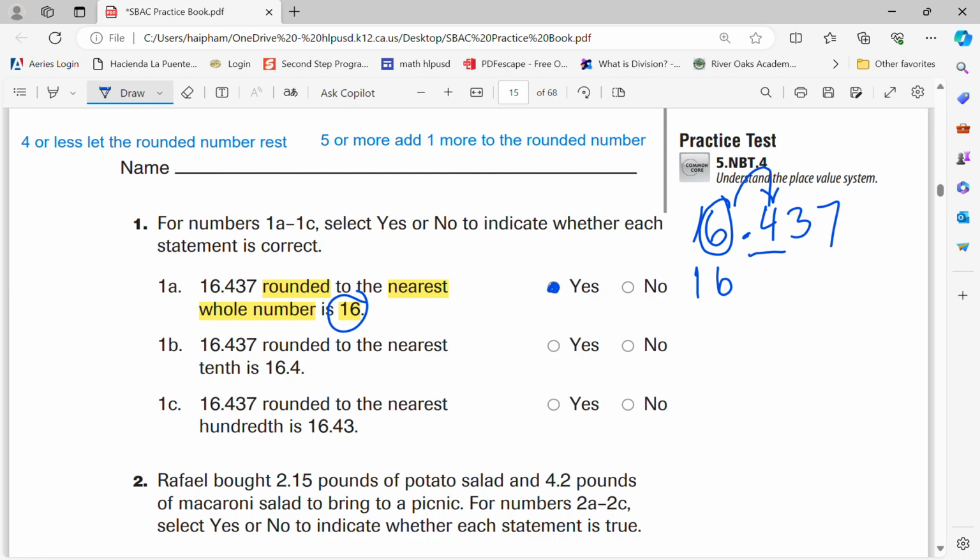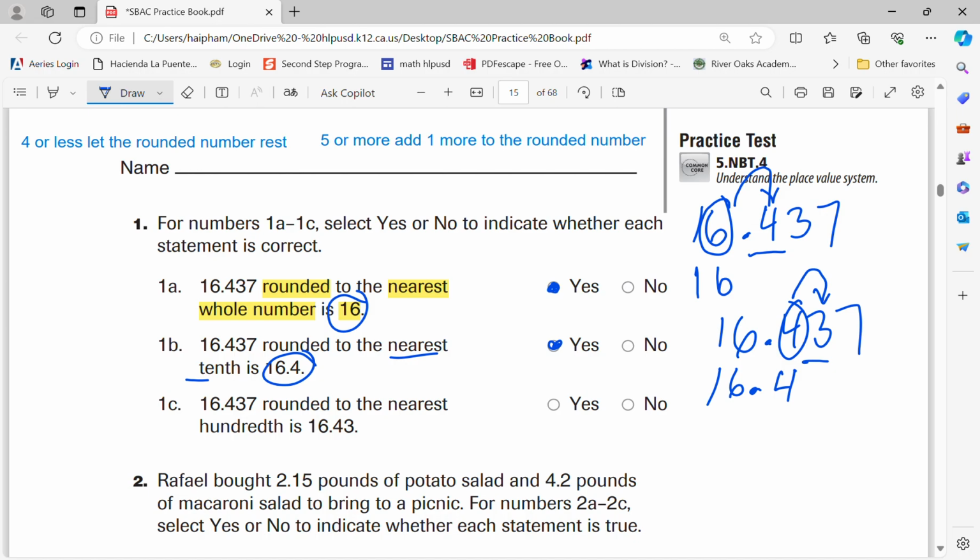The next statement says 16 and 437 thousandths rounded to the nearest tenth place, which is a 4, is going to be 16.4. Let's see whether or not this is a true statement. Looking at my neighbor, the neighbor is a baby since it's 4 or less. So we are going to let the numbers on the left side of the neighbor rest. So it gives me 16.4, which confirms that this statement is true. So let's mark yes there.